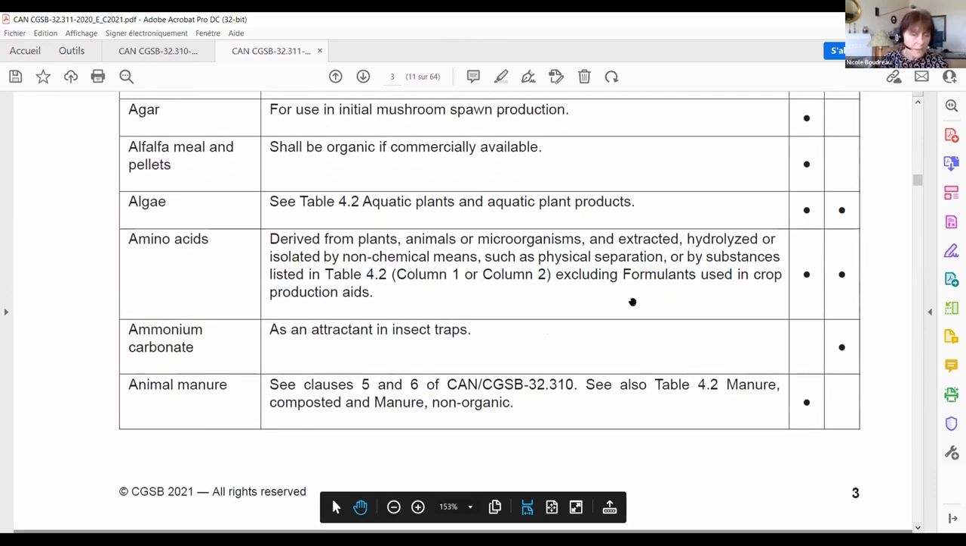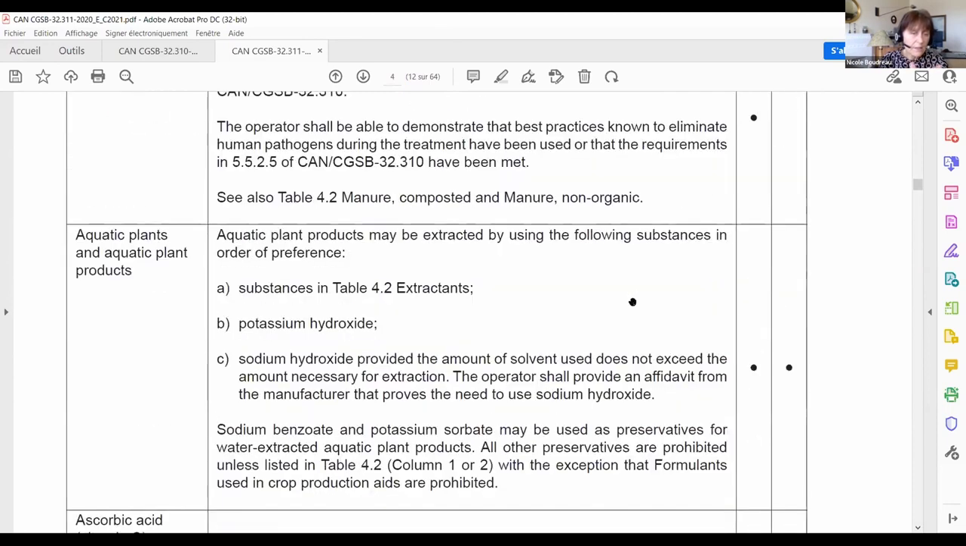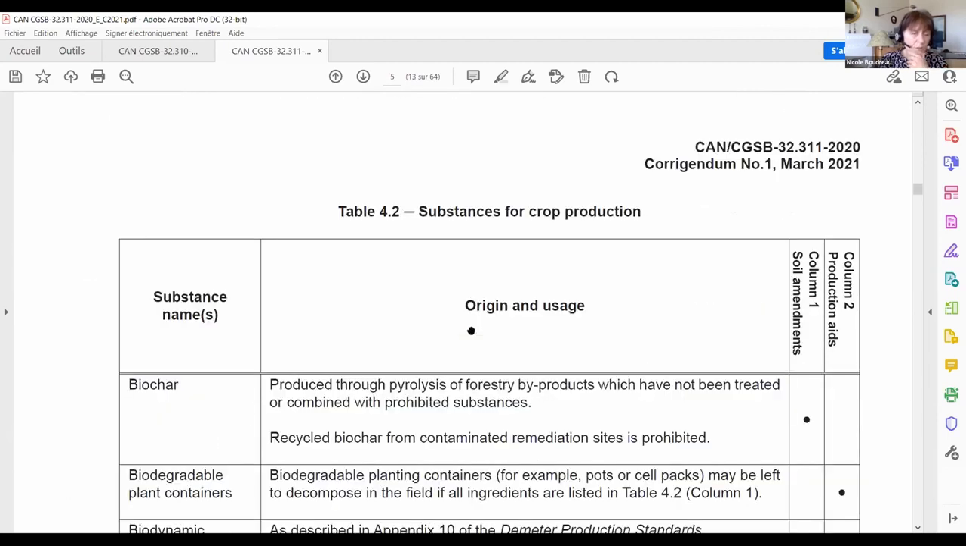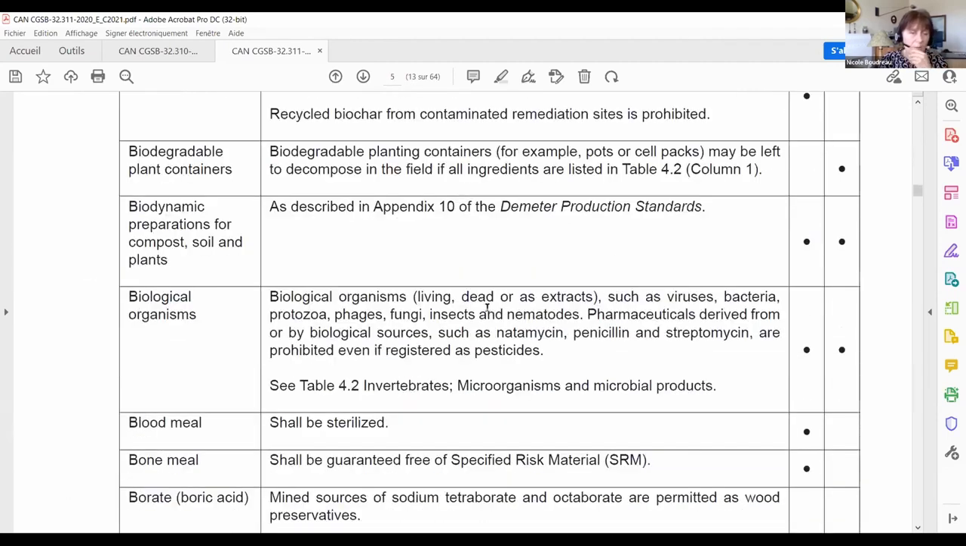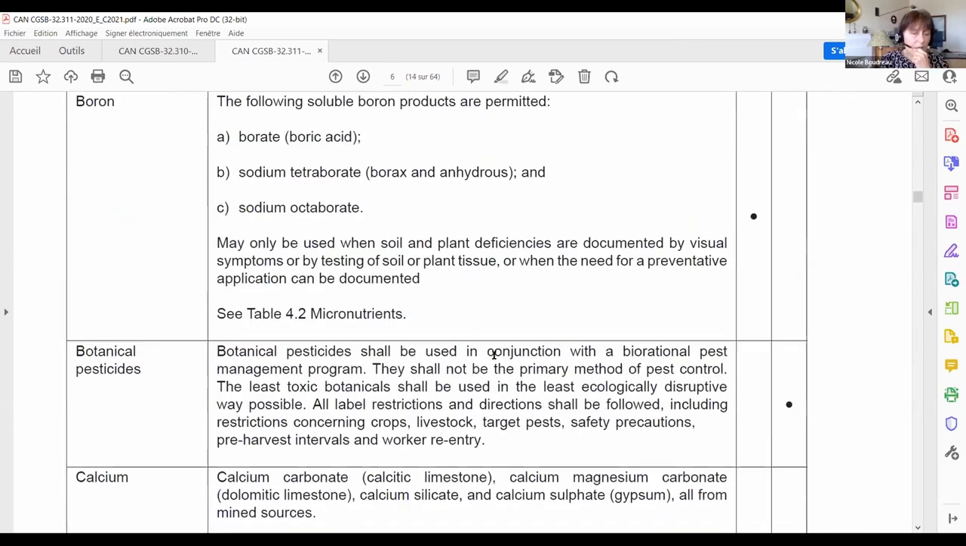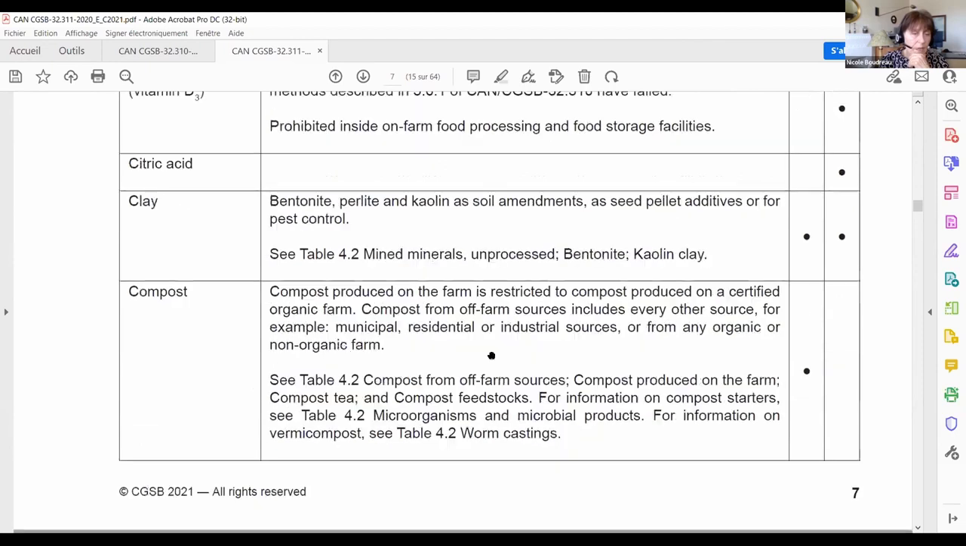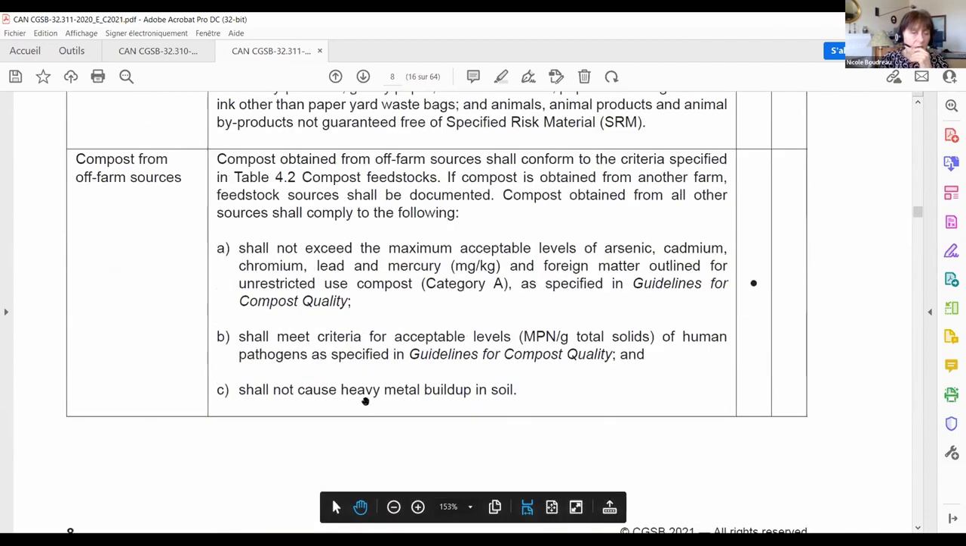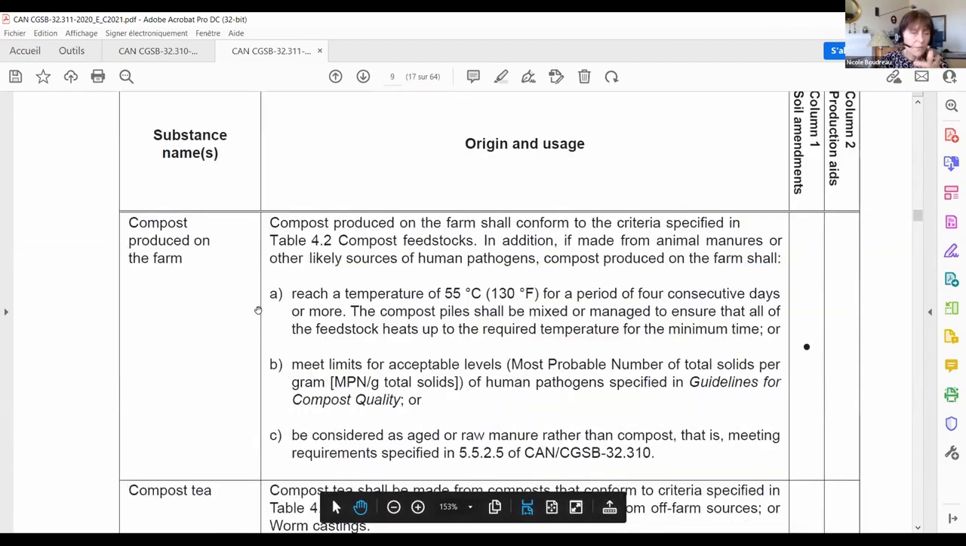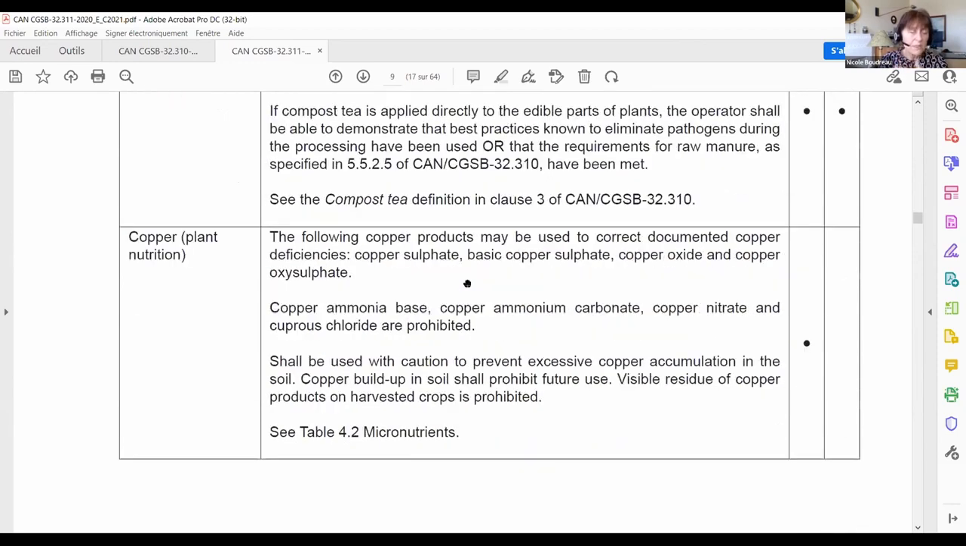It includes all the permitted substances: aquatic plants and plant products, ash, biochar, which is becoming quite popular, biological organisms. There is a long description of compost. There are many other things you can use: compost feedstocks, compost from off-farm sources, compost produced on your farm, the directives for producing compost on your farm, compost tea. So navigating this list will show you all the substances you can use in crop production.